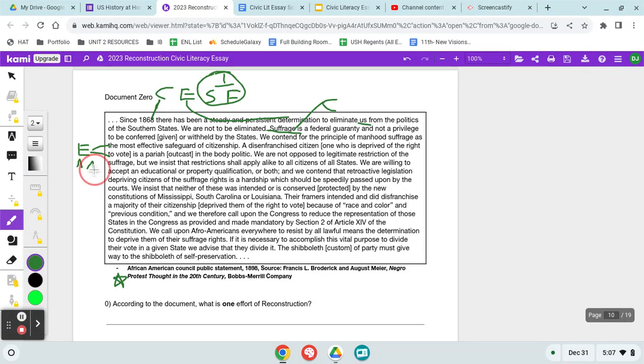Let's see if I can do this. Very small in the Chromebook. And then it goes on. "We are not opposed to legitimate restriction of the suffrage, but we insist that restrictions shall apply alike to all citizens of all states. We are willing to accept an educational or property qualification, or both, and we contend that retroactive legislation depriving." Okay, so as I'm reading this, I'm not getting much here.